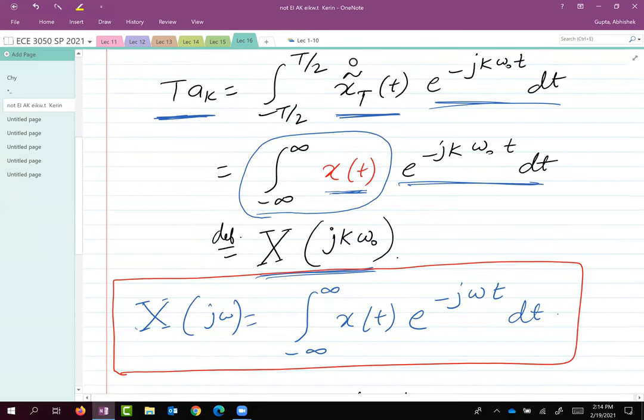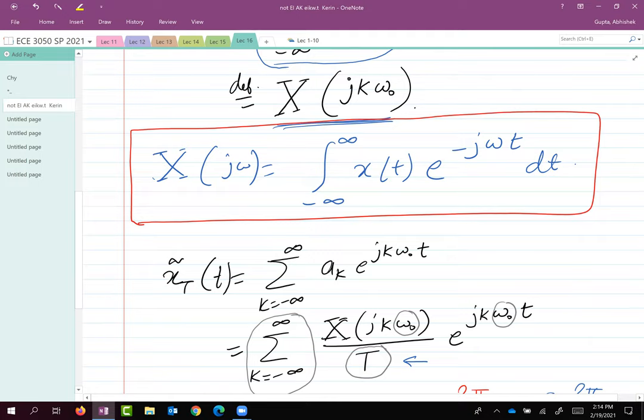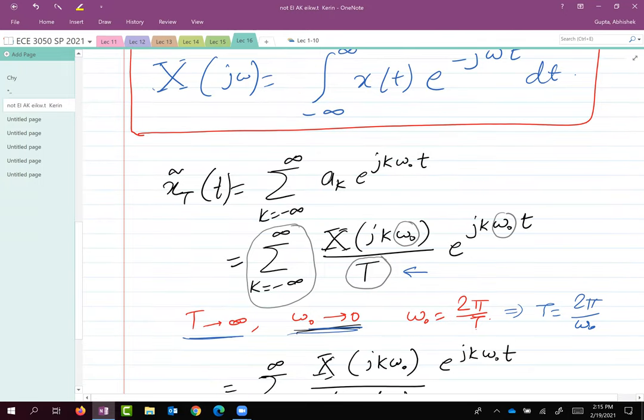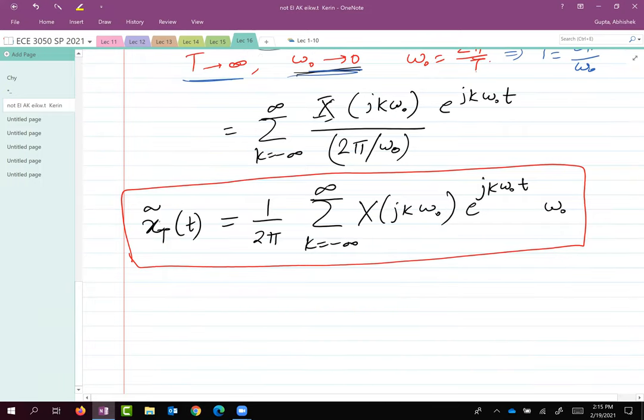So let's first define this X of j omega in this particular fashion, and it will be called the Fourier transform of the aperiodic signal x. But for the time being, let's just think of it as some number: X of j omega is some number for every value of omega. And then, after going through a series of steps, I'm able to write this x tilde of t, the periodic signal, in this format. Now everything is in terms of omega inside the summation, and I can take omega naught going to zero. There is no capital T term here, and omega naught going to zero is the same as taking capital T going to infinity.